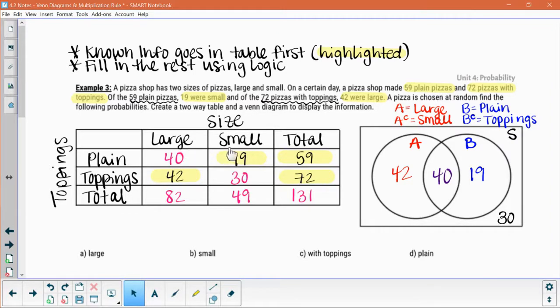So basically all I did was take this four square piece of my table and put it into my Venn diagram based on how I labeled my events. Again, you could switch it up. You could make B plain and A large. I mean, yes, A plain and B large, but it's going to still result in the same probabilities.